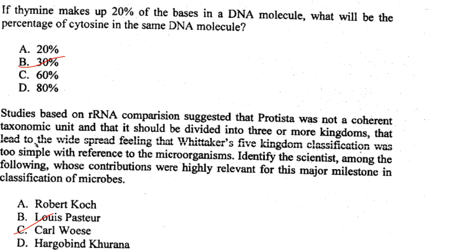Answer is option B. Studies based on rRNA comparison suggested that protista was not a coherent taxonomic unit and that it should be divided into three or more kingdoms. That led to the widespread feeling that Whittaker's five kingdom classification was too simple with reference to the microorganism. Identify the scientist among the following whose contributions were highly relevant for this major milestone in classification of microbes. So the answer is option C, that is Carl Woese.